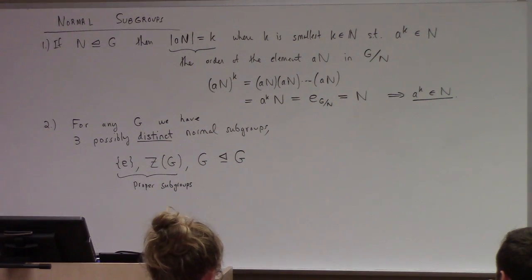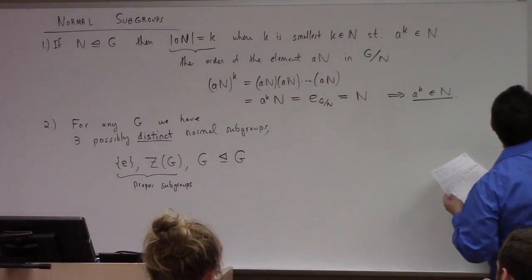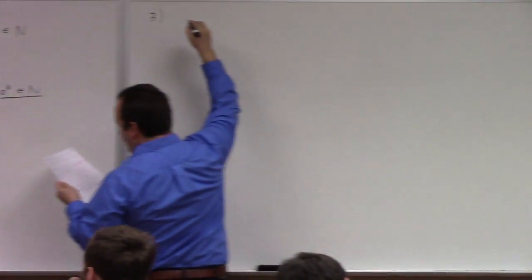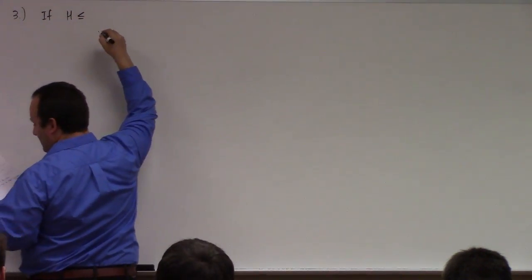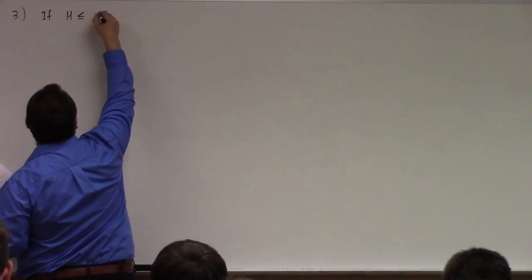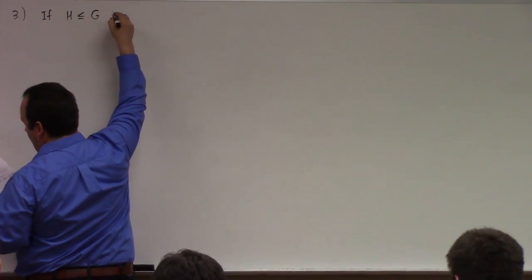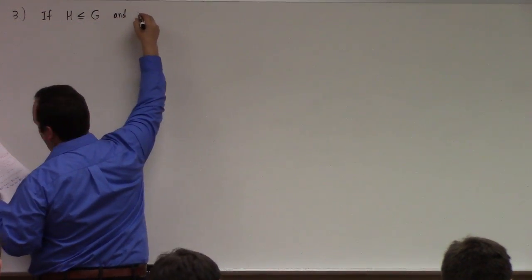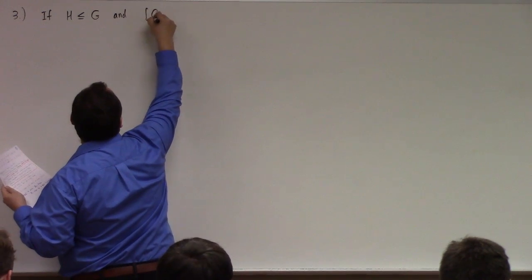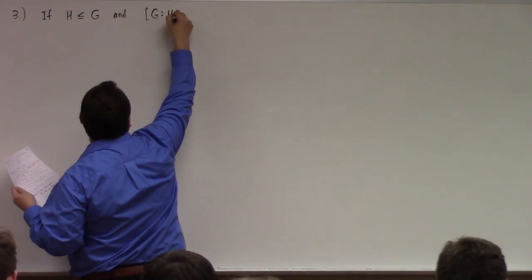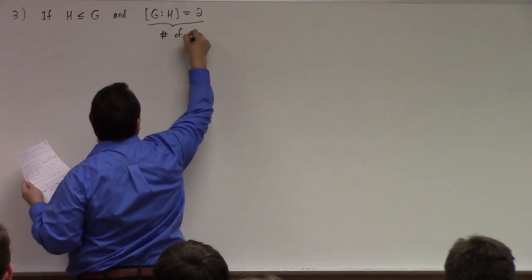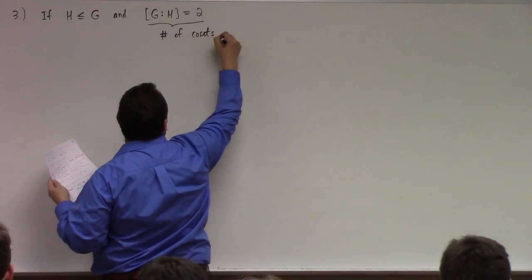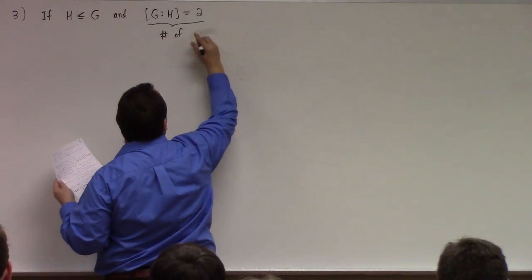What else should I tell you? Some low-hanging fruit here. The third point I would make, this is really easy, is that if H is a subgroup of G, and we ran up against this in an example last time, but I just want to generalize that example. If H is a subgroup of G and the index of H is 2, right? So what was the index? The number of H cosets, I should say, to be more precise.